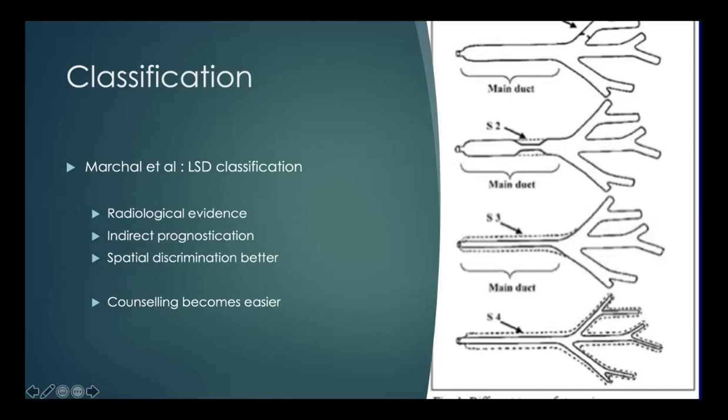So indirectly, what was considered was that your S1 and your S2 strictures were the easy strictures, wherein your endoscopy could prove to be quite fruitful. However, your S3 and S4 were the ones which were always going to create problems later on. So the counseling became slightly easier over the years, where we were using some kind of a classification. Now I want to dissect this classification further.